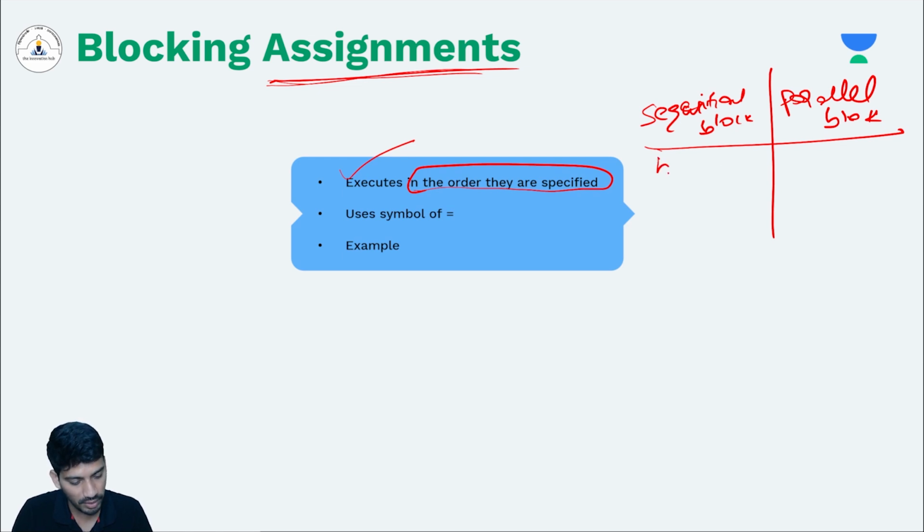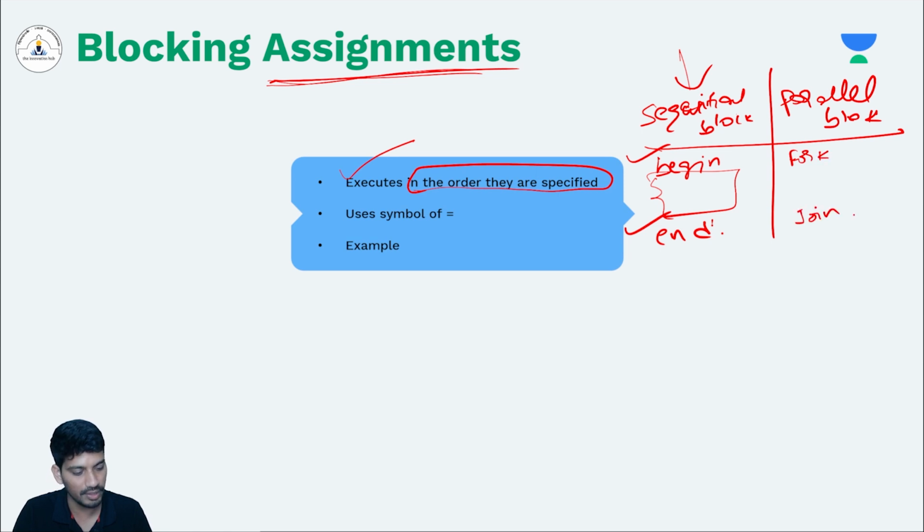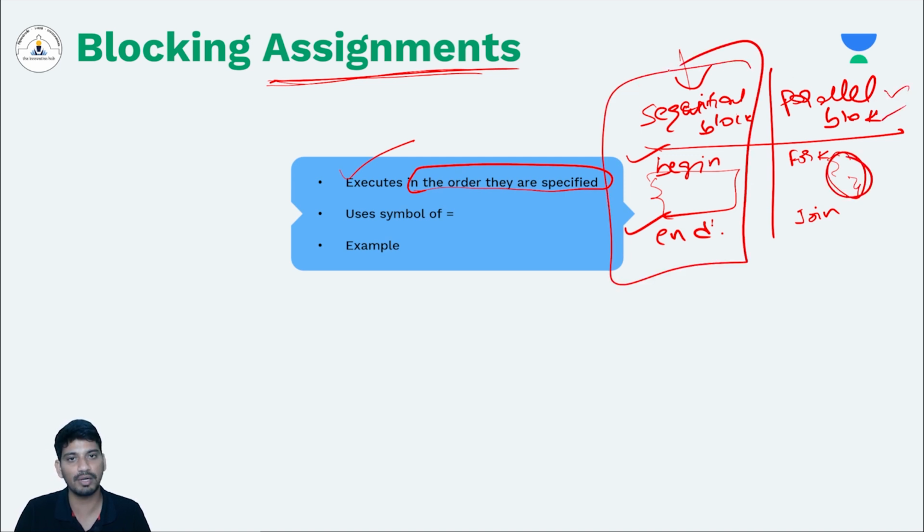The blocks that are inside begin and end, we have been using these so far, right? The statements inside them will execute sequentially. That is why it is called a sequential block. Whereas in a parallel block, you can use statements like fork and join, and the statements inside will execute in parallel. So as of now, we are only seeing the sequential block.